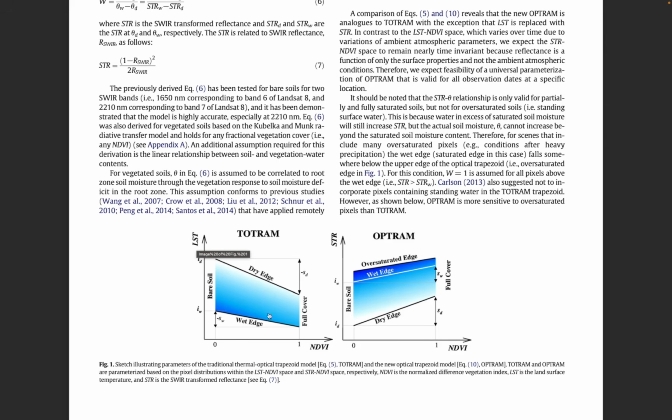So according to this relationship, we have two edges, the dry edge and the wet edge. To calculate the differences between the dry edge, from the full cover to the bare land, we need to estimate the wet vegetation and dry vegetation, and also the dry soil and the wet soil. For example, these pixels accumulate in this part of the plot in the LST and NDVI relationship.